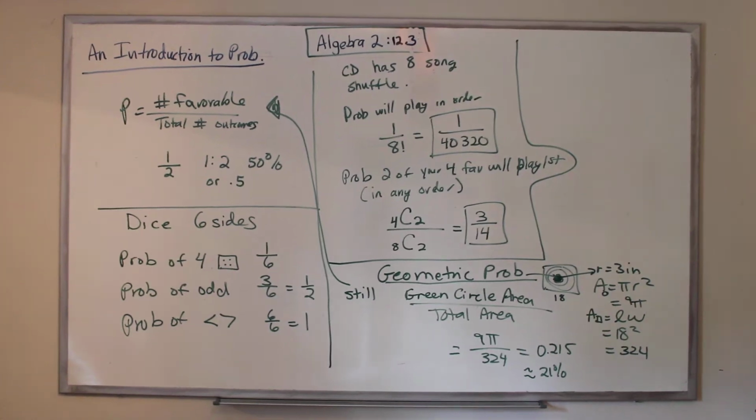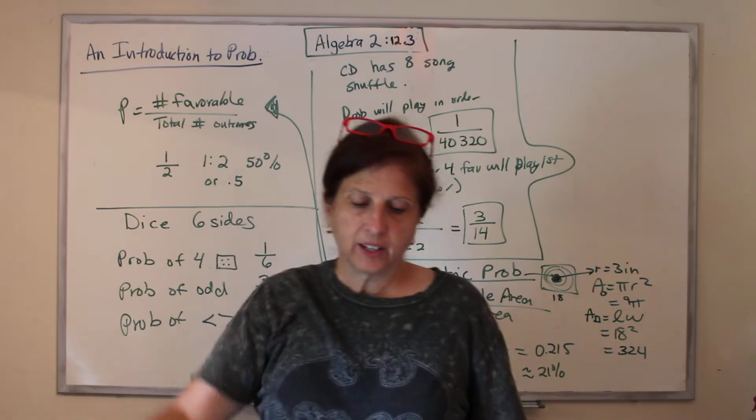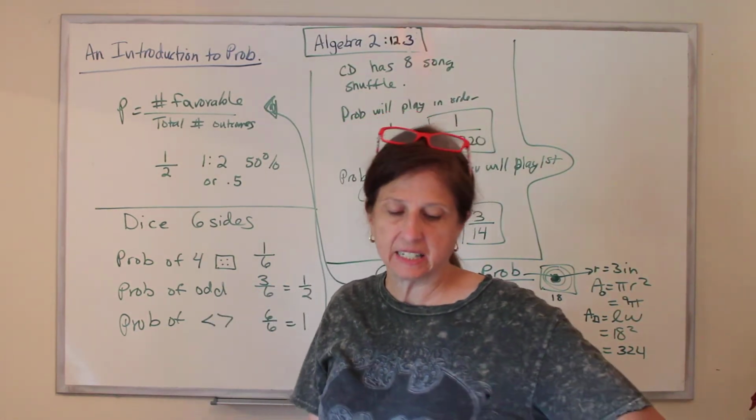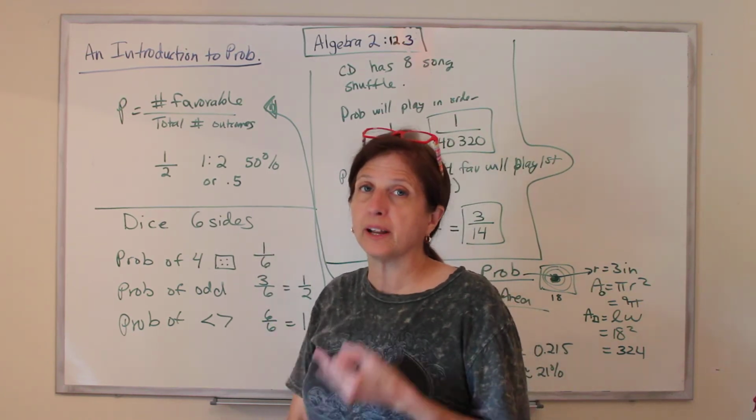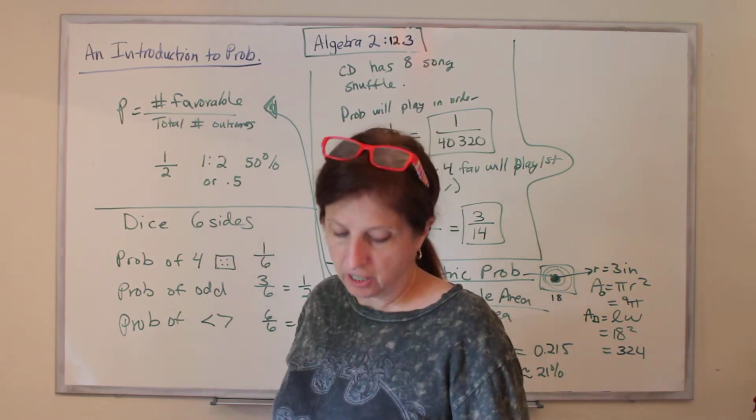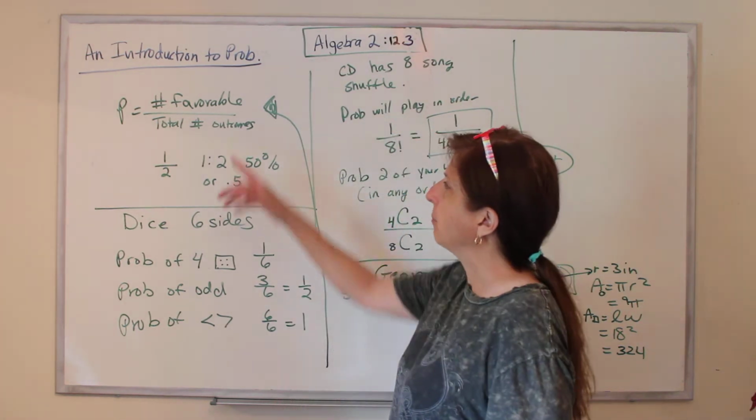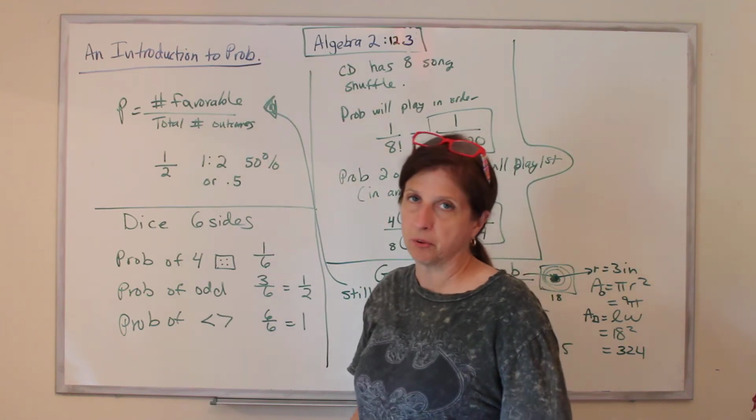Welcome back to Algebra 2, Chapter 12, Section 3. In this book, we're talking about statistics and in particular probability. And what we're talking about you had in pre-algebra and algebra 1 and geometry, if you had me. So this is going to be easy. So probability is the number of favorable divided by the total number of outcomes.